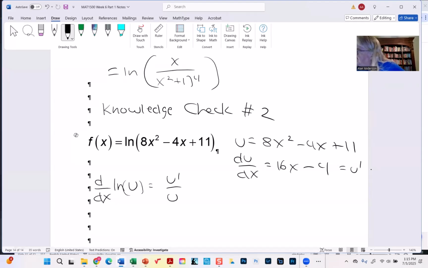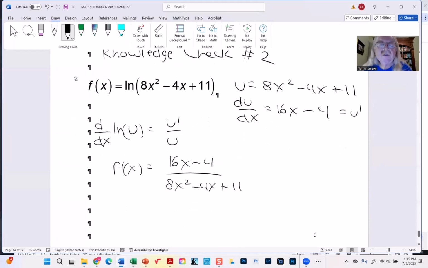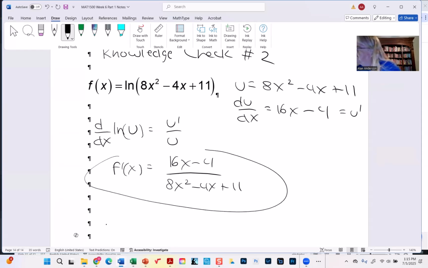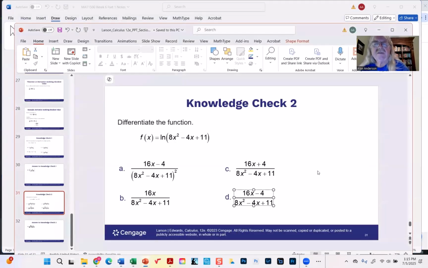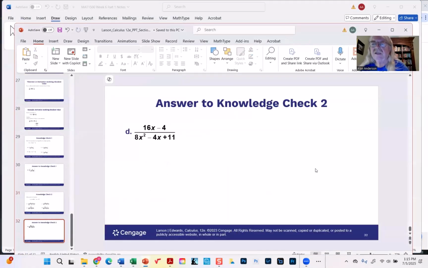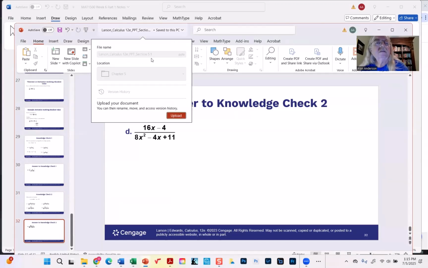So that means that the derivative here will be u prime, which is 16x minus 4, divided by the original u, which is 8x squared minus 4x plus 11. And as long as they can't be simplified, we're done. If you could simplify it, usually you try to, but it doesn't look like it here. All right, which one is that? That would be D. All right. So that was 5.1.